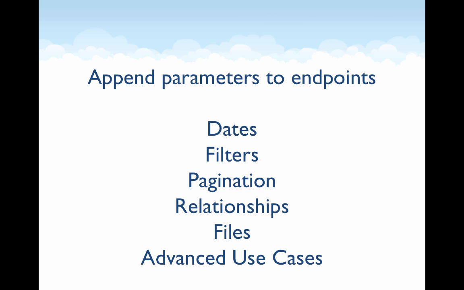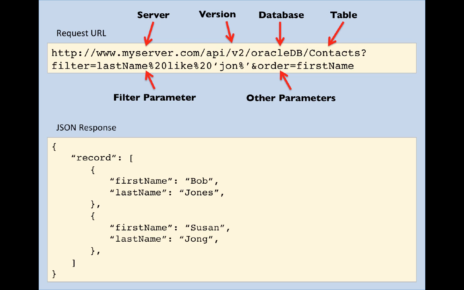Those endpoints are fairly simple and easy to understand, but then how do you get the flexibility that you need to do complex queries, to do dates, to do filters, to do pagination, to do parent-child relationship joins or many-to-many relationships, and how do you get files, and then what are some advanced use cases? That's what we're going to cover now. The way that we've approached the problem is quite simple. You just append key value pair parameters to the various endpoints.